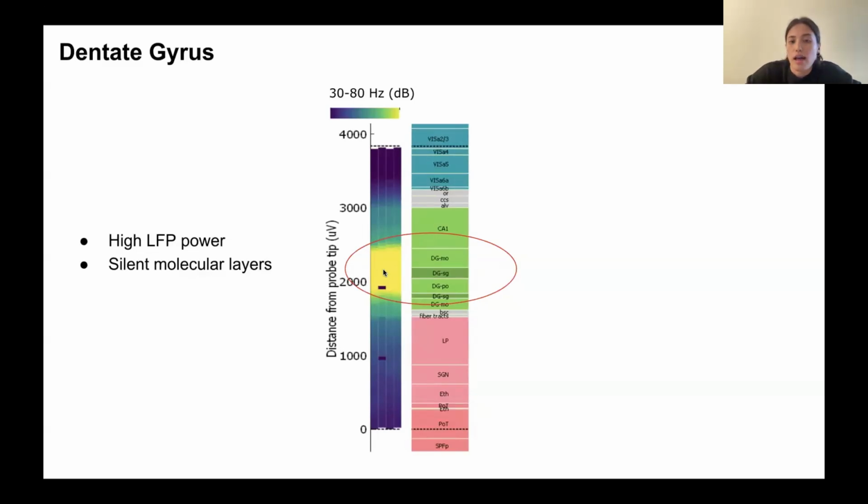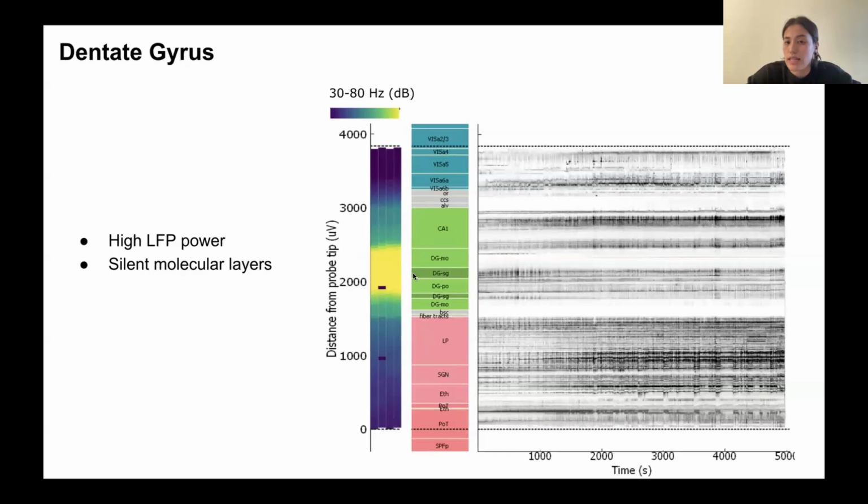The other thing that's characteristic of this region is that it's often sandwiched by two molecular layers, the dentate gyrus MO. Here we don't have any firing neurons because it's a molecular layer. So you can see in the firing rate activity across the probe that we have this high activity region that's sandwiched between these two silent layers. These are examples of the kind of features that you want to be looking out for when you're doing the alignment.